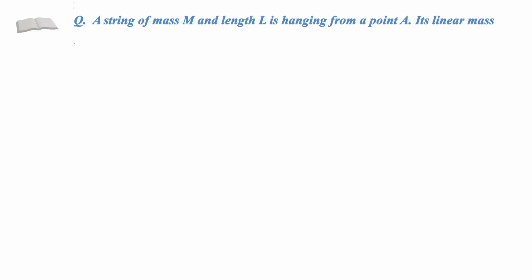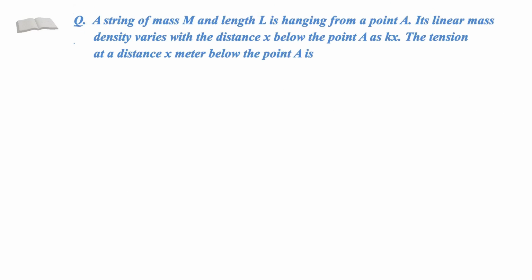A string of mass m and length L is hanging from a point A. Its linear mass density varies with the distance x below the point A as k times x. The tension at a distance x units below the point A is.